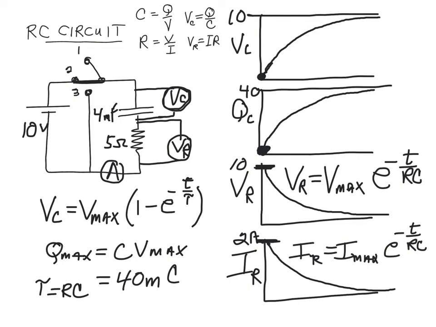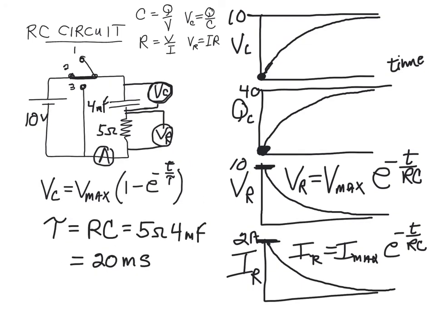Okay, so what is RC and where does it fit onto the graph? We haven't graphed the time axis, and when I ask you to do the graphs, you will have to graph the time axis. There's where the RC comes in. So if we take the R and multiply it by the C, we're going to get 5 times 4, which is 20, but since it's millifarads, it'll be 20 milliseconds. Let me write that down. There it is. The time constant is RC, so 5 ohms times 4 millifarads, 20 milliseconds.